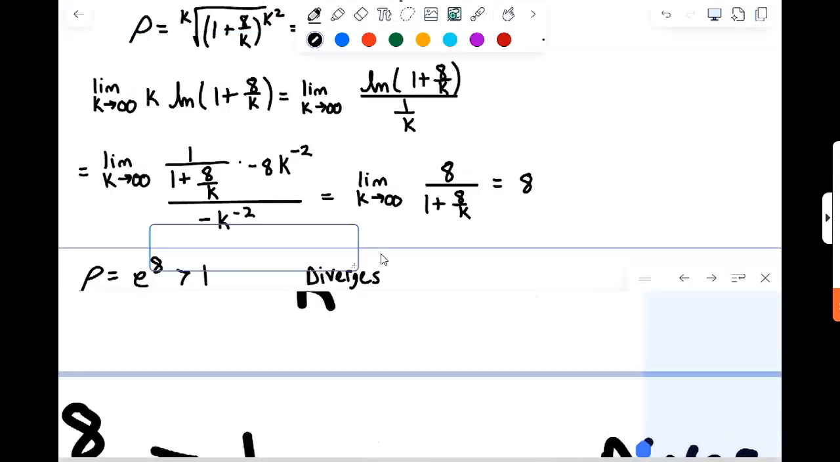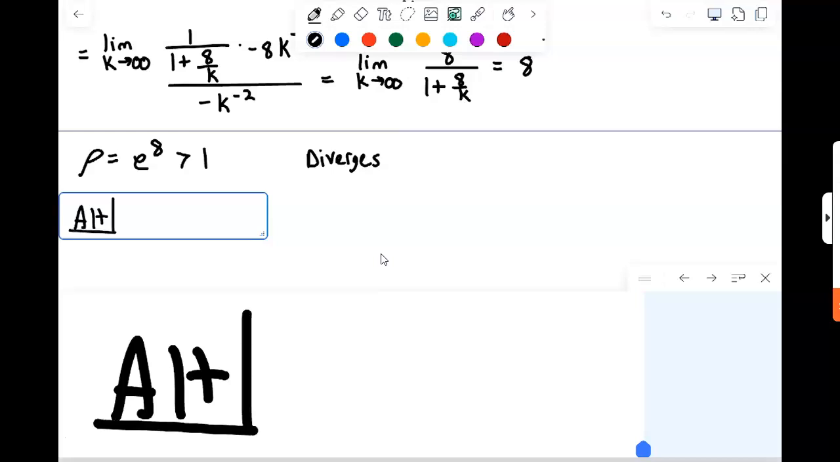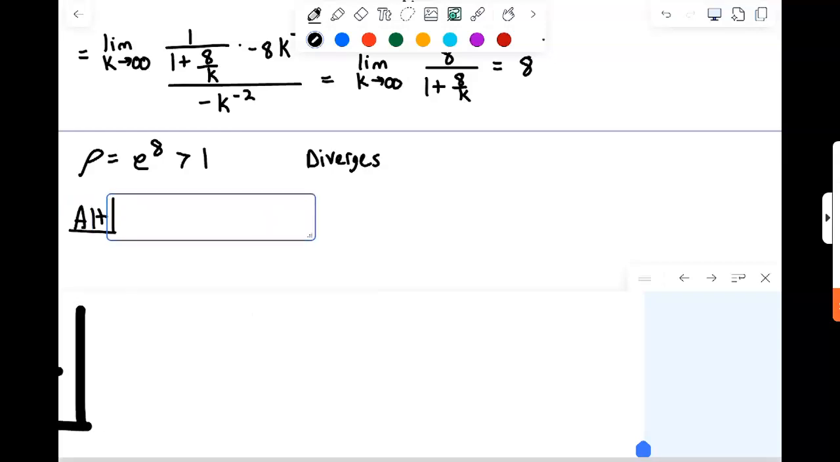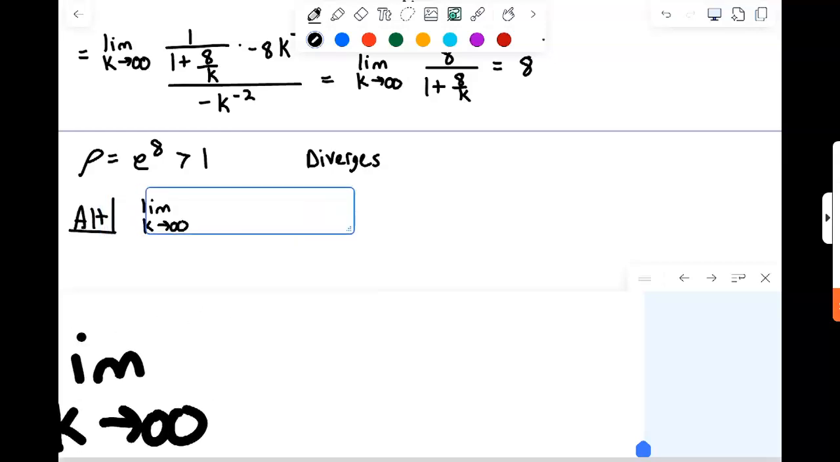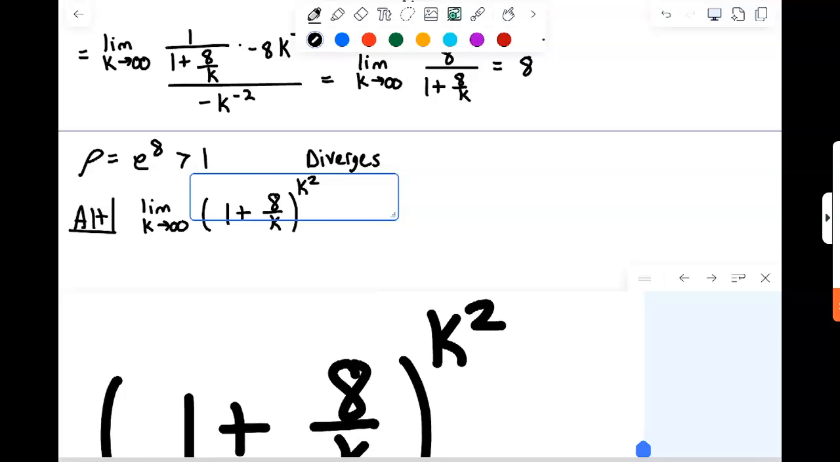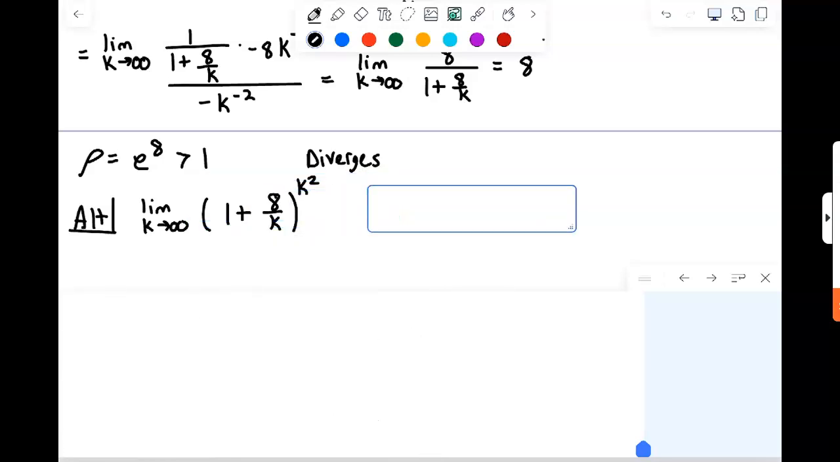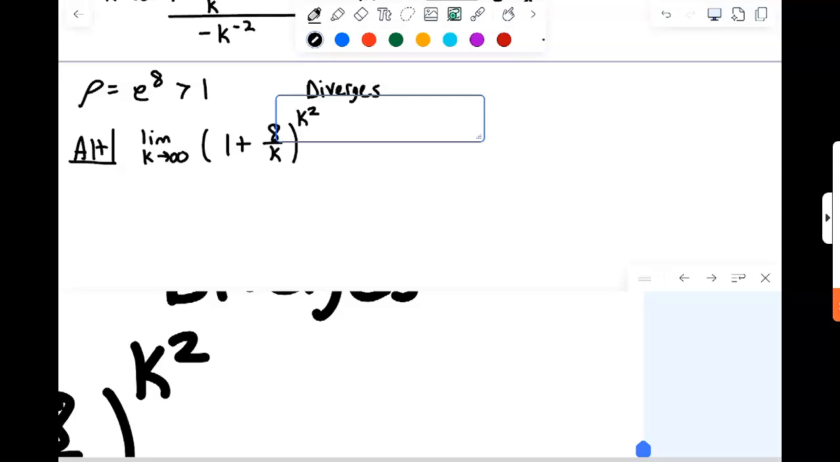So we do now turn to look at the alternating series. For the alternating series, I'm just going to initially look right at the limit of the underlying sequence. The limit as k goes to infinity of 1 plus 8 over k to the k squared power. I'm just going to look straight at that and see what I get. Well, once again, that's a 1 to the infinity limit.